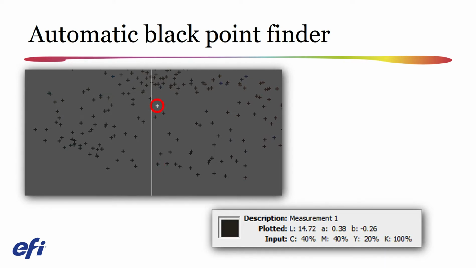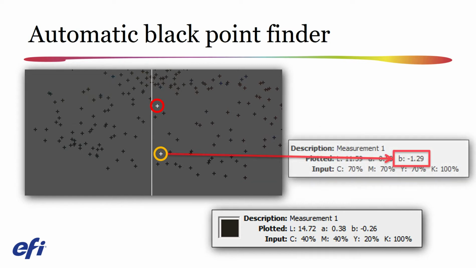Now this patch is one of the most neutral, but it is much lighter than the earlier patch we examined. But if the search radius was set to a value of 1, the system would use the lighter patch when calculating the maximum black point.